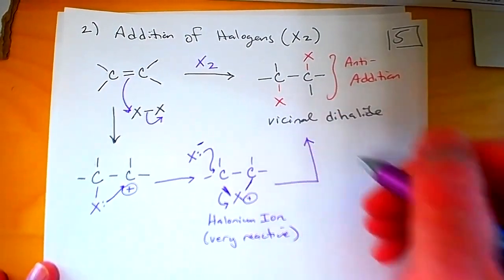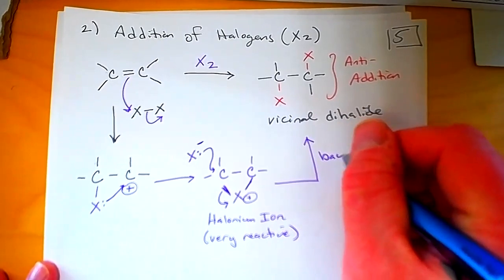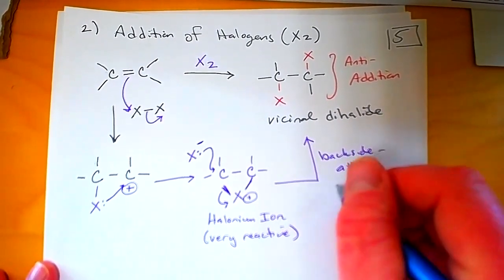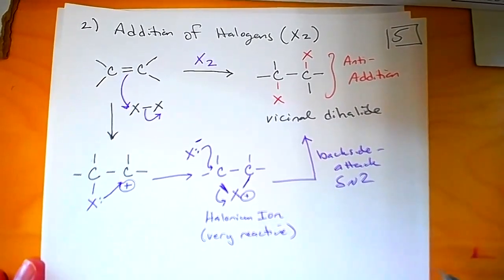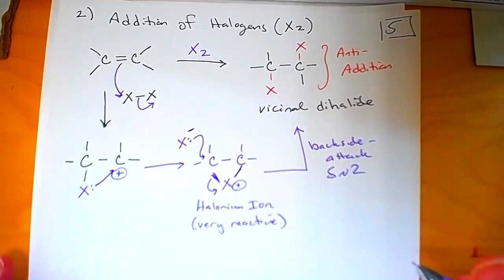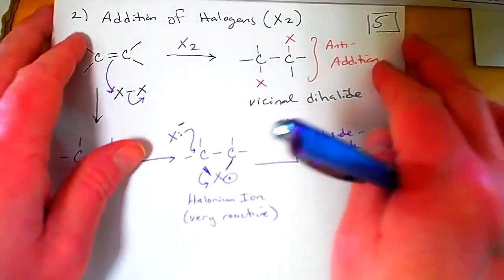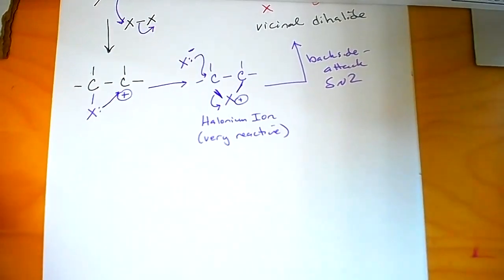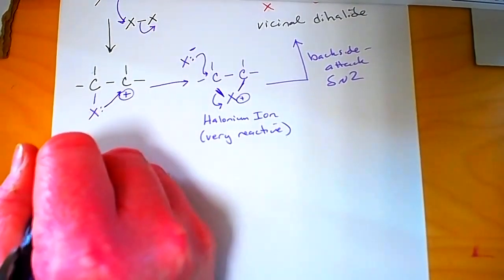But when it does so via backside attack, because it's going through an SN2 process when it opens that ring system up. So this reaction, okay, is what we call a stereospecific reaction.